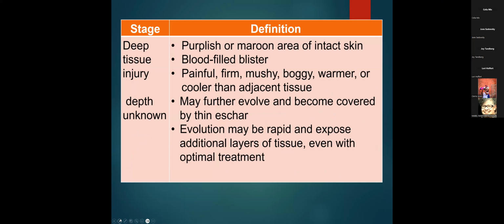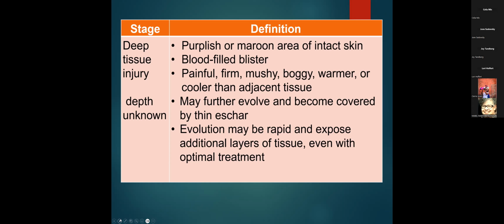So this is a deep tissue injury. This can occur from impact wounds, whether from a high air pressure versus a fall or an object falling on somebody. Basically, you'll see a purplish or maroon area of intact skin and or a blood-filled blister. Typically, the area is painful, firm. It may feel a little mushy or boggy. And again, the temperature may change. It may either be warm or cooler, but there will be some delineated differences in the tissue.